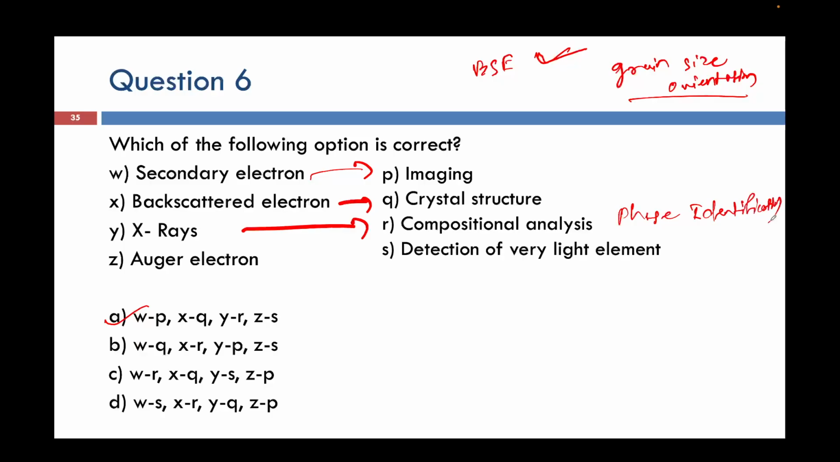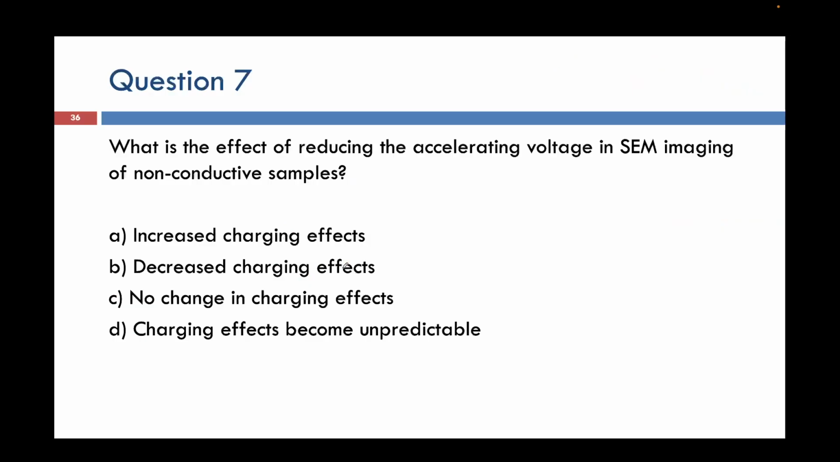We'll see in X-ray XRD how the phase identification happens, and Auger electrons are used for detection of very light elements. Okay, A is the correct answer. Yeah, so what is the effect of reducing the accelerating voltage in SEM imaging on a non-conductive sample?